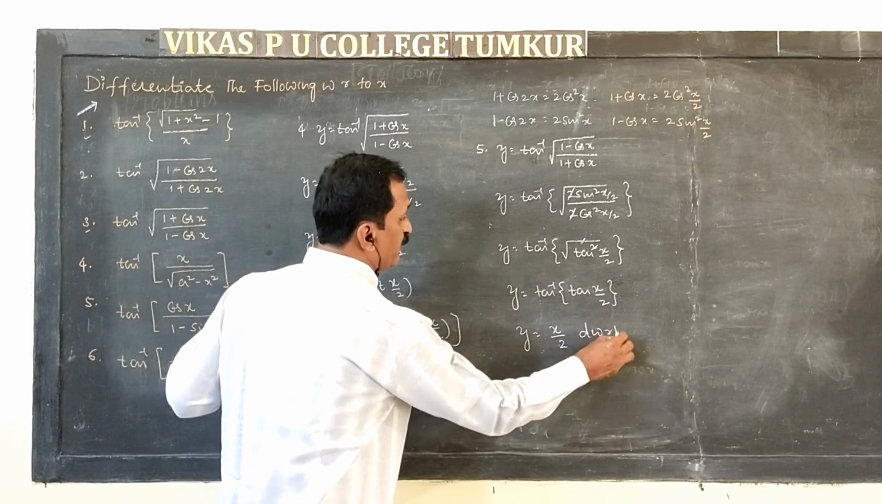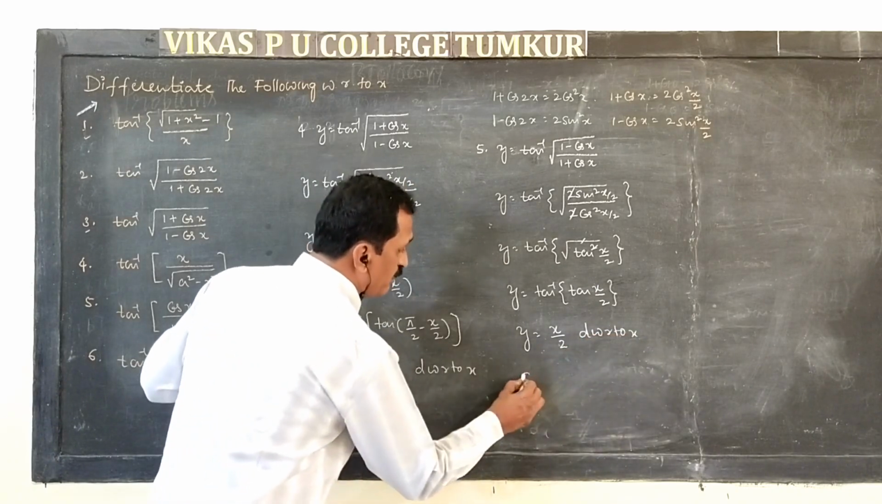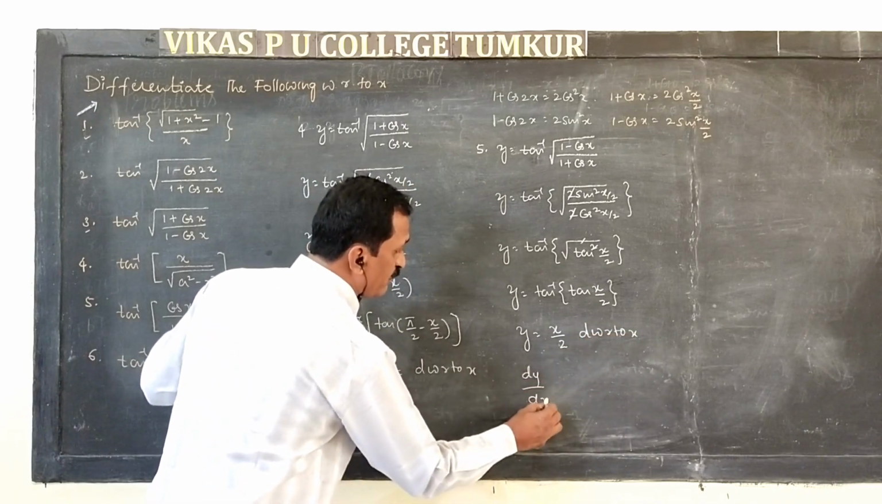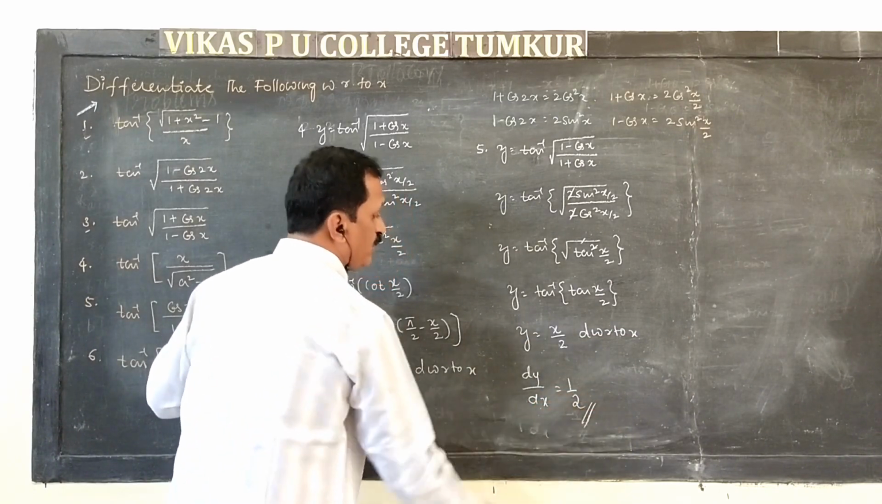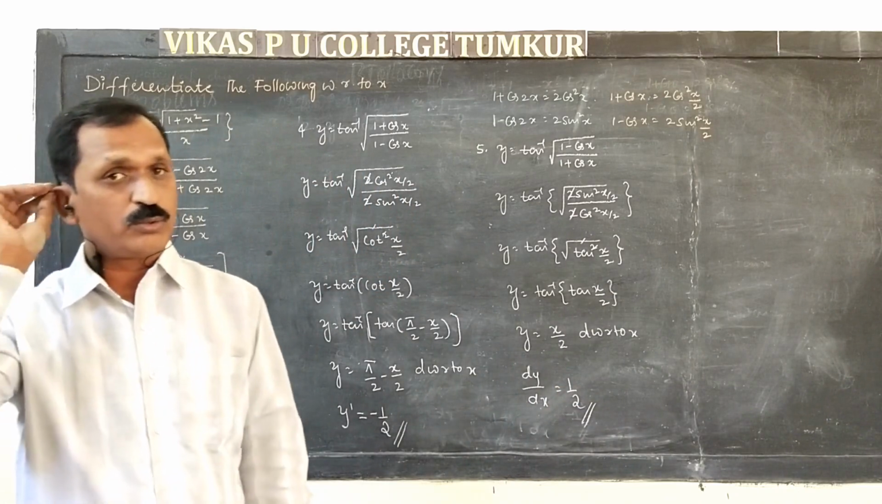Now differentiate the function with respect to x. Your dy by dx will become the differential of x by 2, which is 1 by 2 only. The differential of x is 1. So dy by dx is 1 by 2.